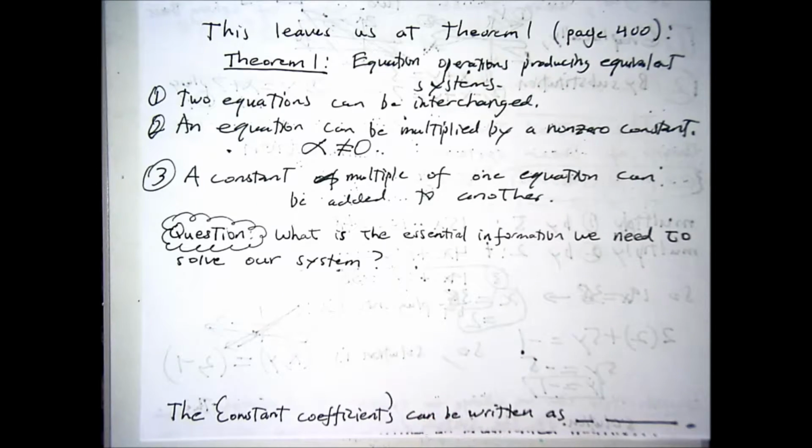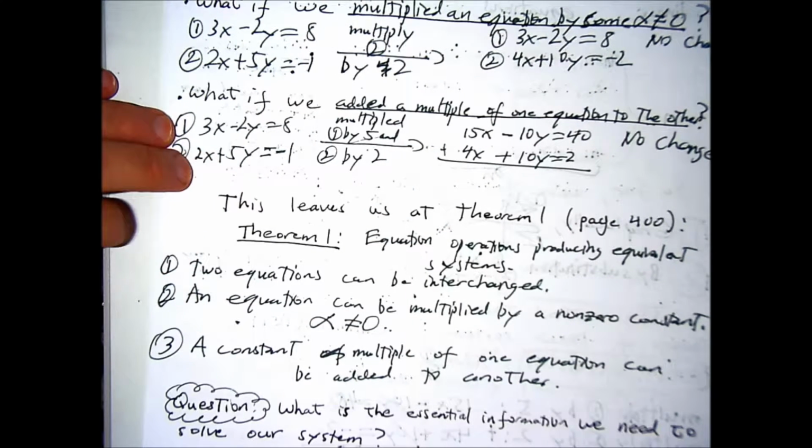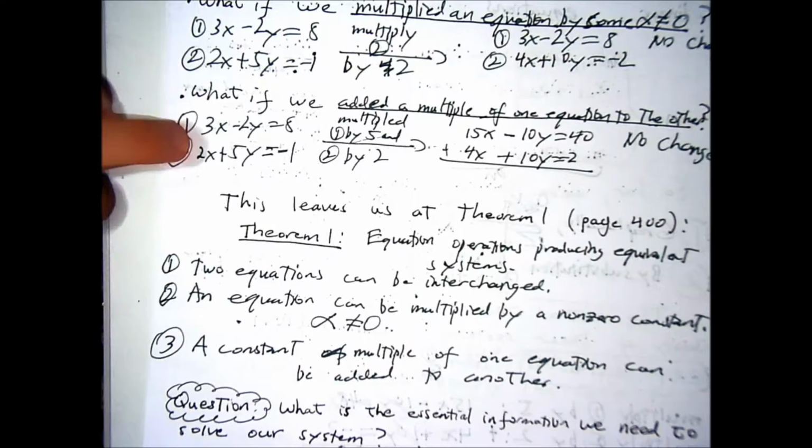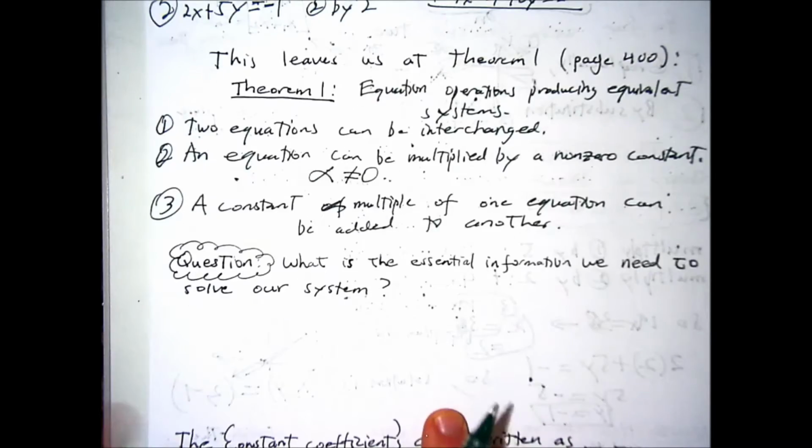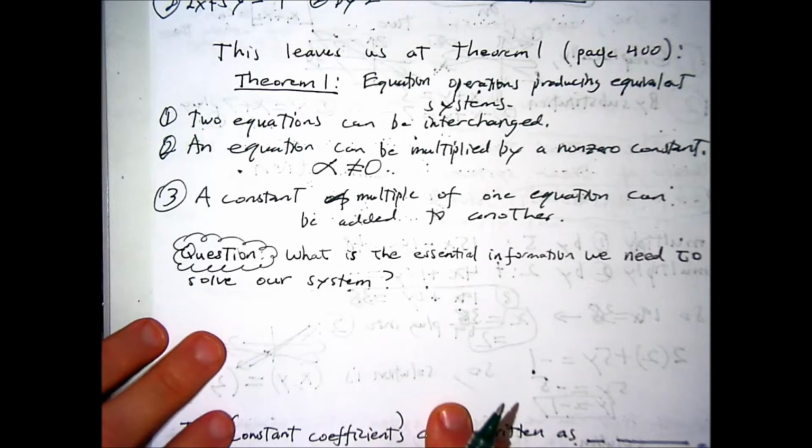So what is the essential information we need to solve our system? Do we need to keep writing x and y over and over again? Here, you see how we have 3x minus 2y equals 8, and then 2x plus 5y equals negative 1. Do we need that? Well, the answer is no.